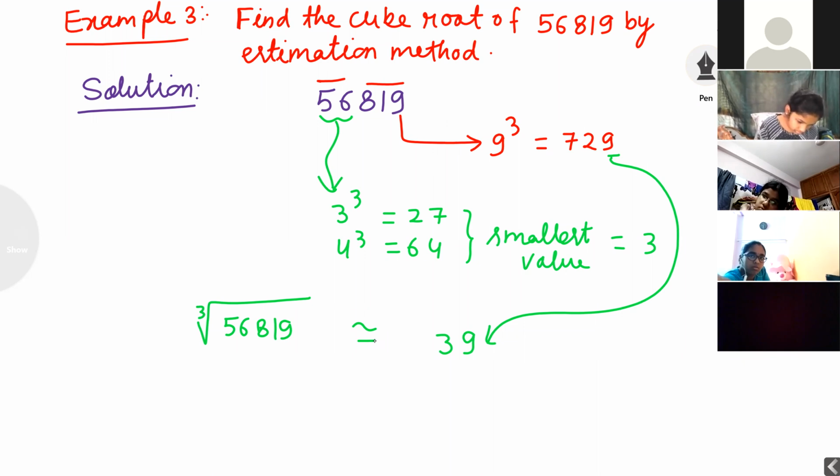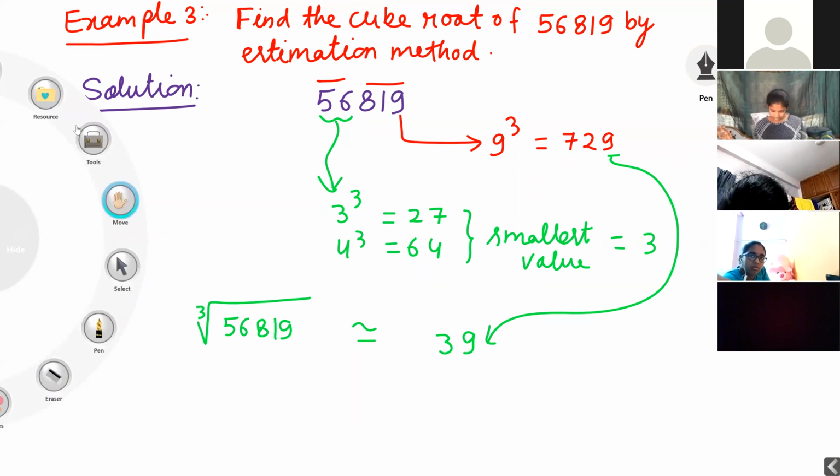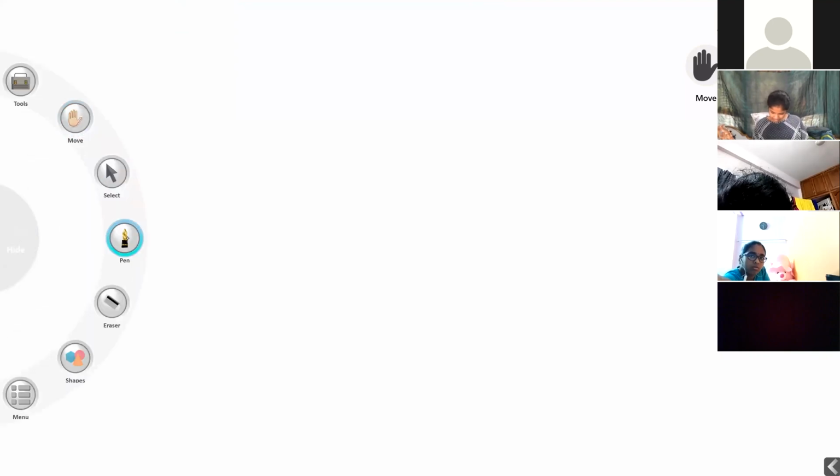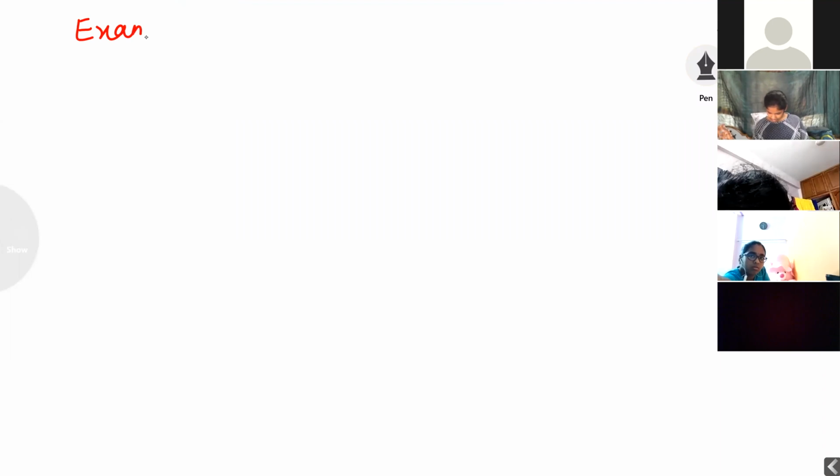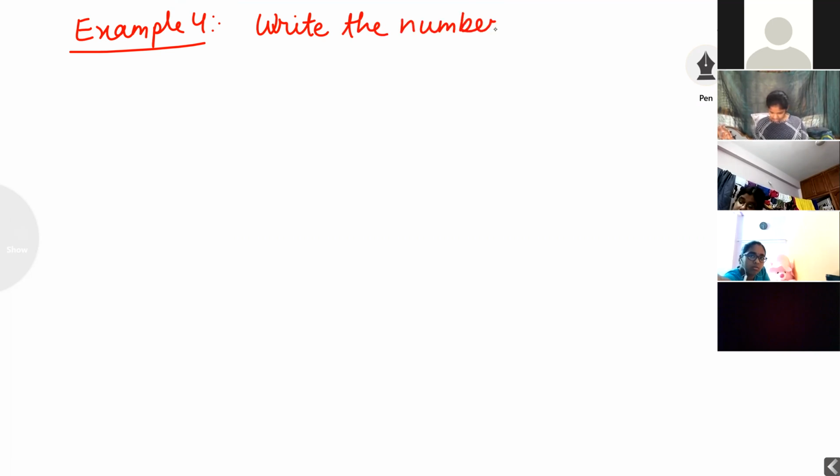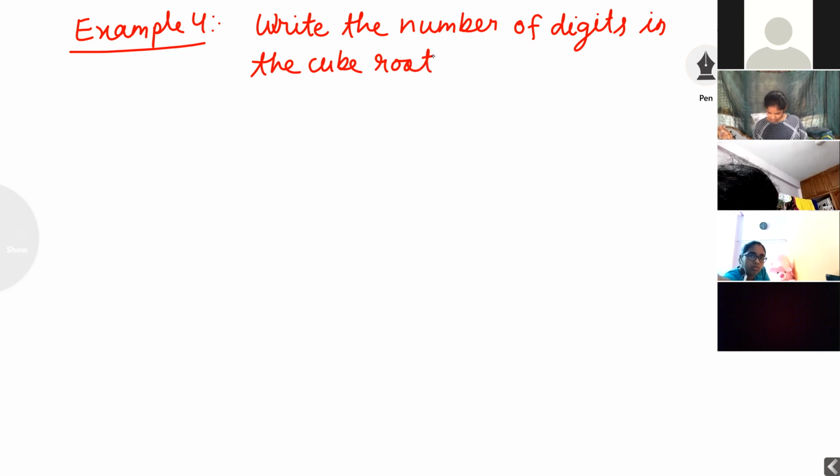Next, example 4. Write the number of digits in the cube root of the following cubes.